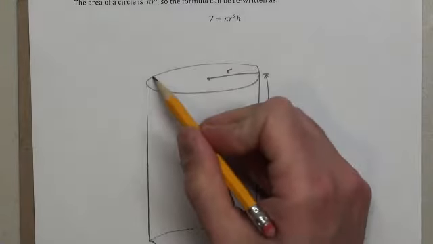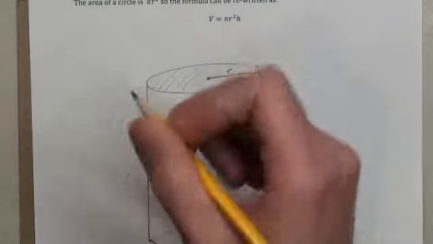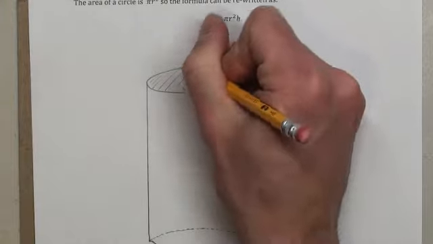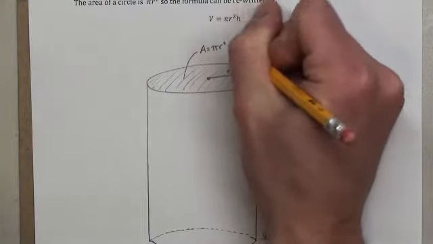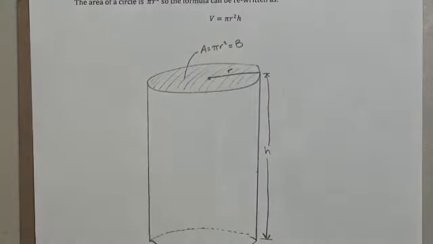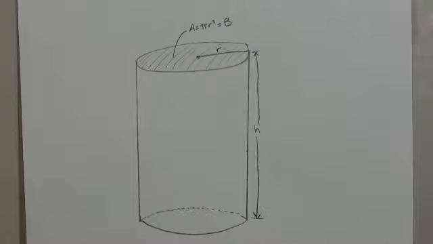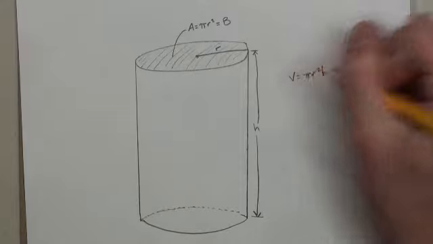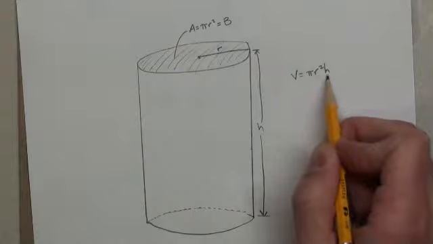And what you want to find is the area, which is pi r squared, which in our problems we use as capital B, right? And that's all you need to know for finding the volume. You just need to know the formula V equals pi r squared H. Alright, it's the base area times the height.